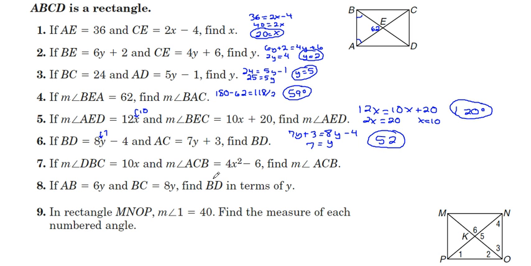Okay, number 7, we have angle DBC is 10x, angle ACB is 4x squared minus 6. Those are congruent angles. We need to find the measure of angle ACB. So look what I have here, 4x squared minus 6 equal to 10x. I need to get everything to one side to have 4x squared minus 10x minus 6 equals 0. I'm going to factor out a 2. So I have 2x squared minus 5x minus 3 equals 0. This factors further. And I have 2x plus 1 and x minus 3.